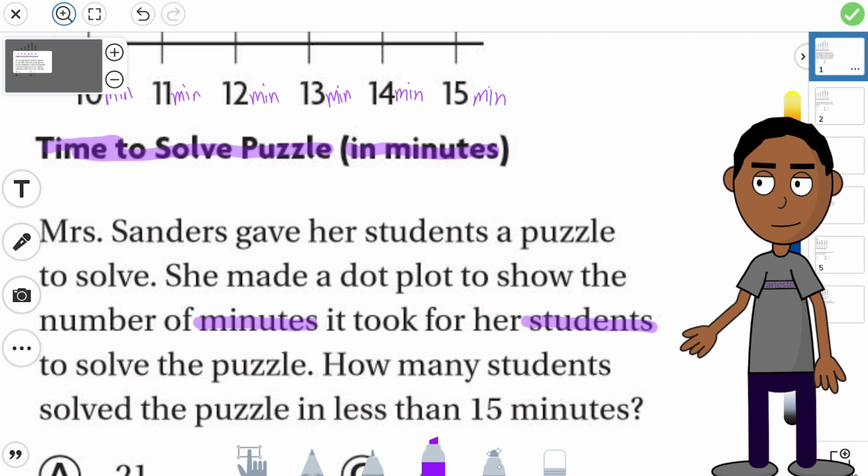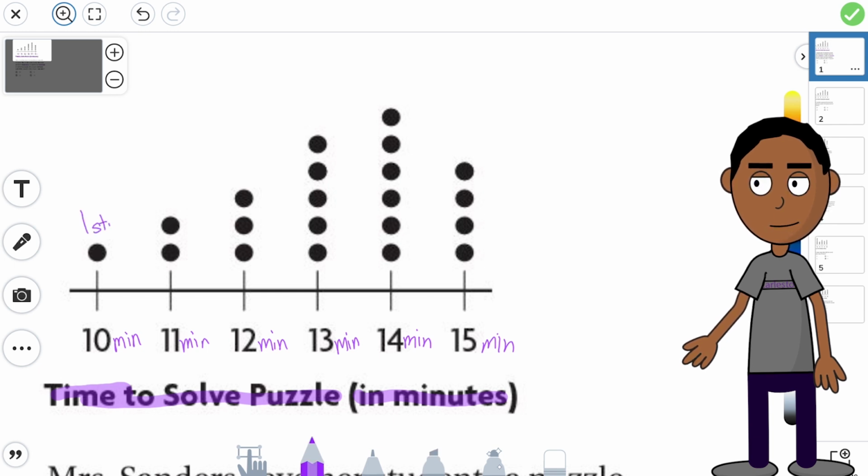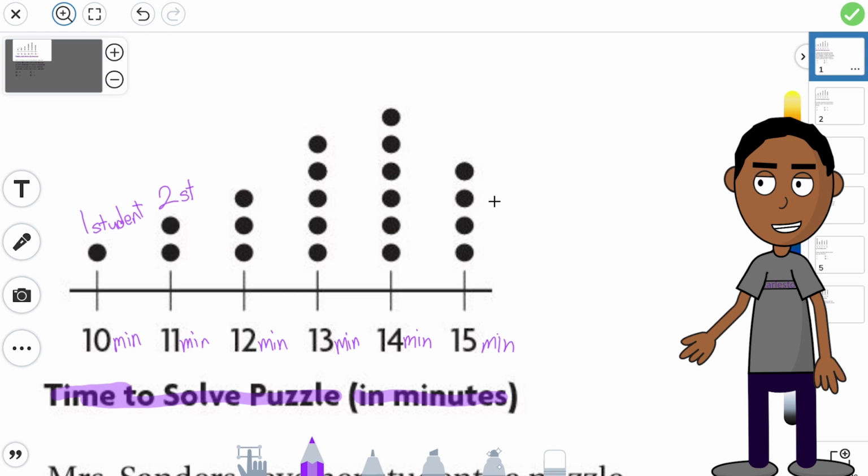So I'm going to go up here. And I know that one student did the puzzle in 10 minutes. So I'm going to put here one student, or you can put one S. Then you have two students over here. It took 11 minutes for these two students.